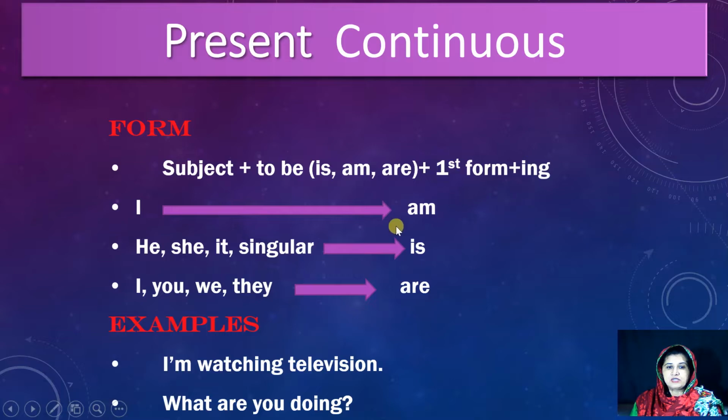With I, we use helping verb am. With he, she, it singular, we use is. With you, we, they, we use are. For example, I am watching television.